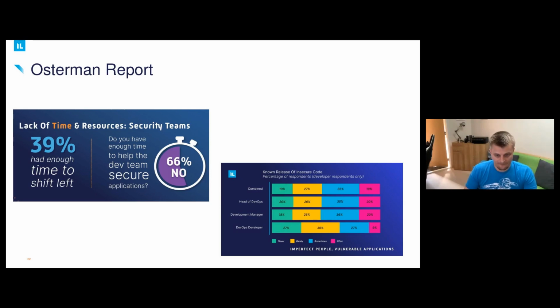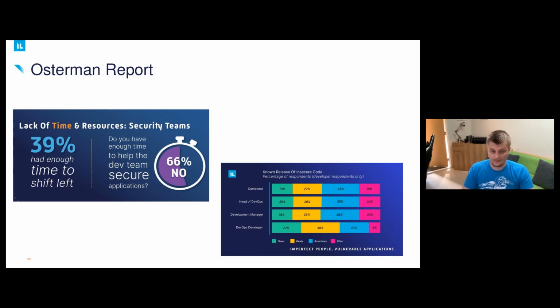So combined with that, they also didn't see they had enough time to help the dev teams to get things quicker. And this is all resources. And it's probably a problem that's going to get worse until we start getting proper automation in place.